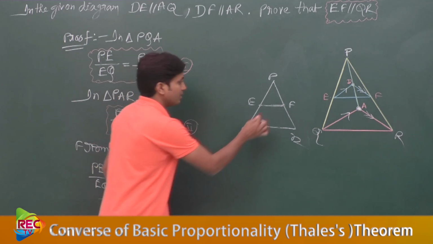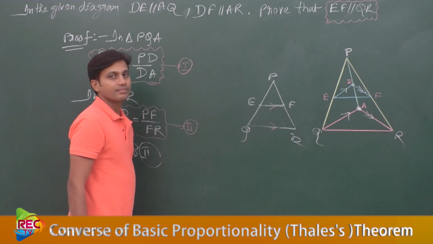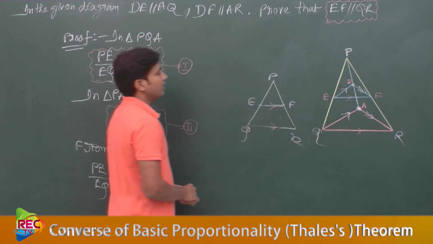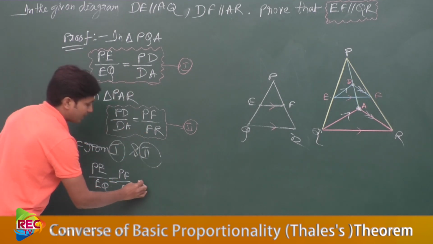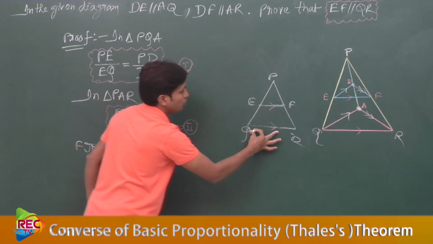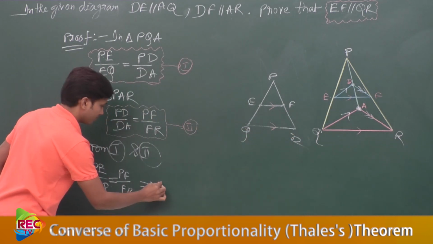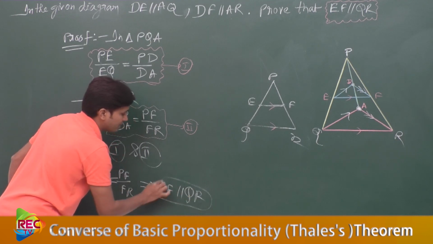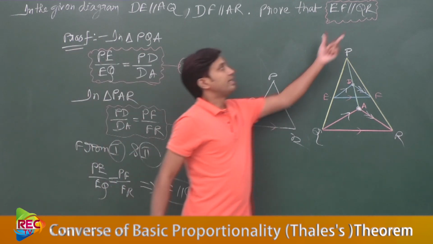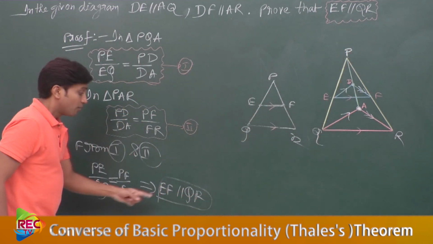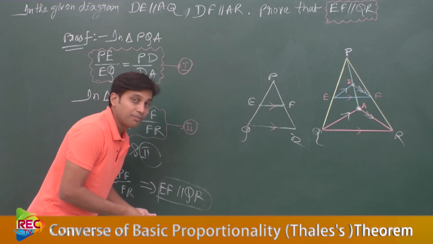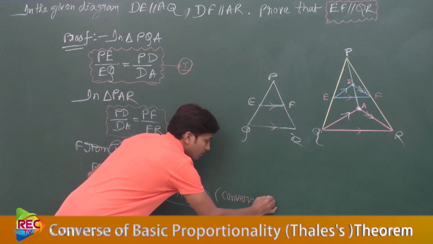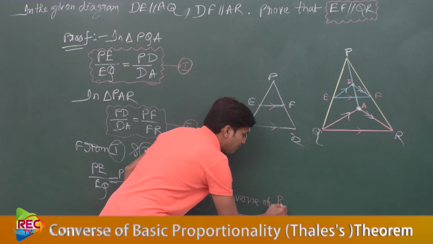Okay, so what can we say here? This line will be parallel to this side. Okay, so means this is parallel to this. Okay, so now tell me, here we can write implies EF is parallel to QR. So EF is parallel to QR. Now just look at the result. Did we obtain the required result or not? Exactly. And this result is obtained by what? Applying converse of Thales' theorem, or you can say basic proportionality theorem.